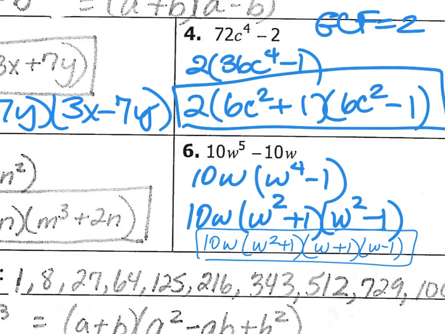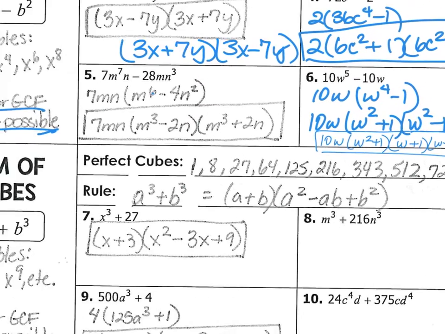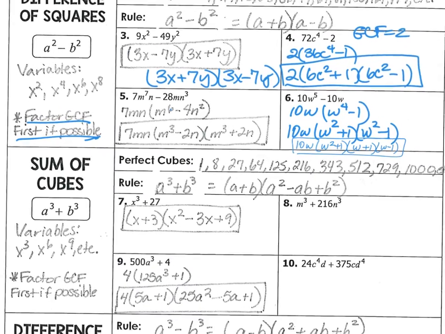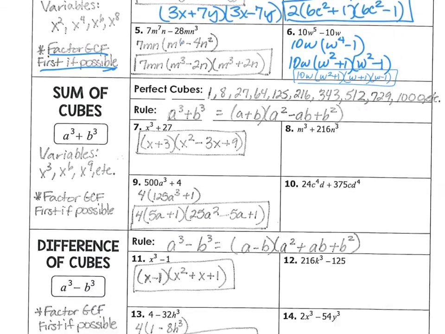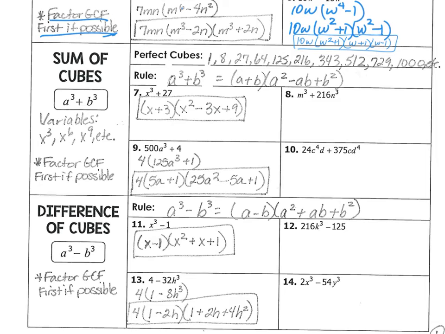Now let's look at sum and difference of cubes. Perfect cubes are unique in that we have 2 different rules. We have a sum of perfect cubes, which is perfect cubes separated by positive. And then we have a difference of perfect cubes, which is perfect cubes separated by a negative. So we're going to talk about both of those rules.